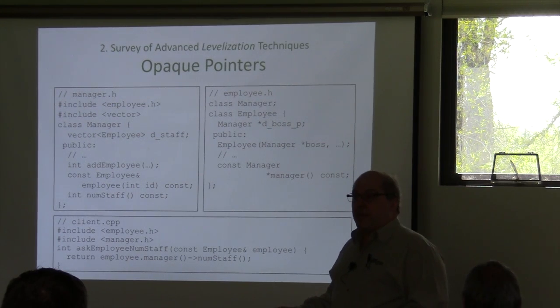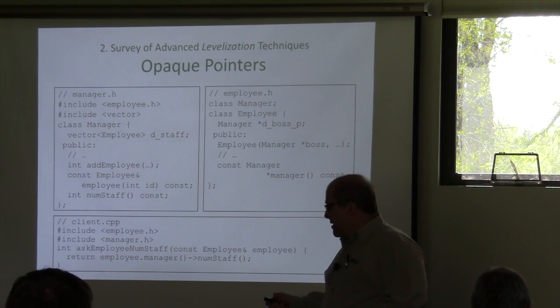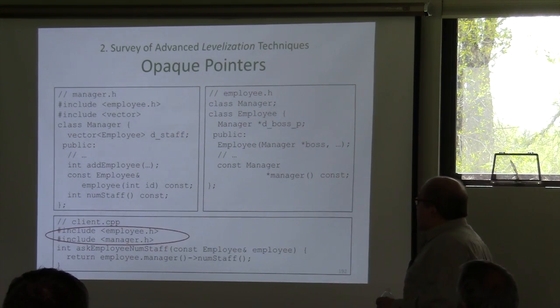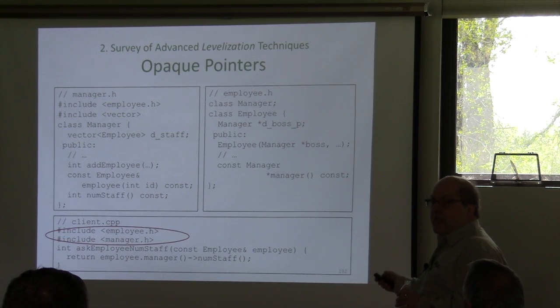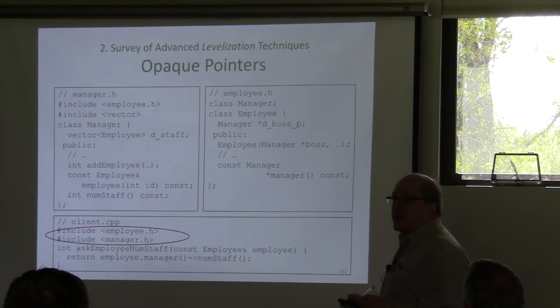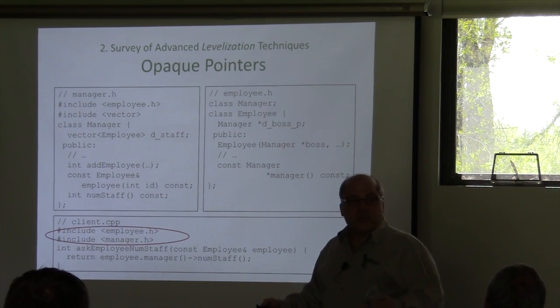So that's kind of cool, right? Because you don't have the cyclic dependency, and you can get your question answered if you know how to ask it, which is true of life, right? You just have to know how to ask the question. So the client knows about both. The client has the context to extract the answer from the employee, but the employee doesn't have enough information to answer the question. Does this make sense? Yes.